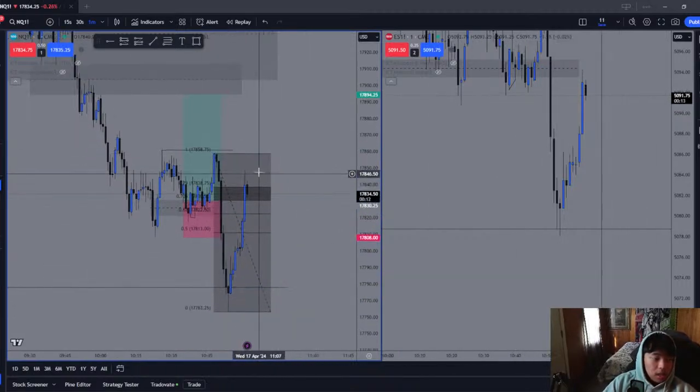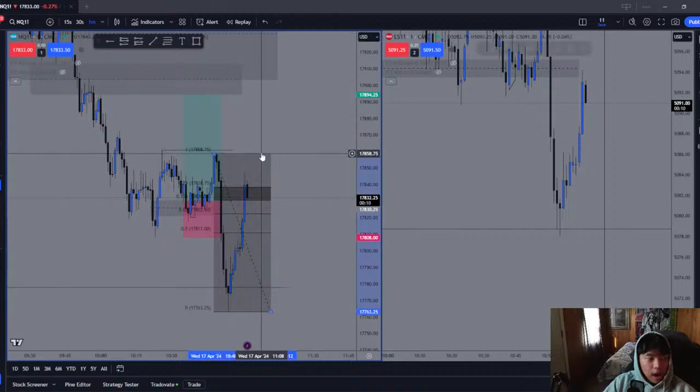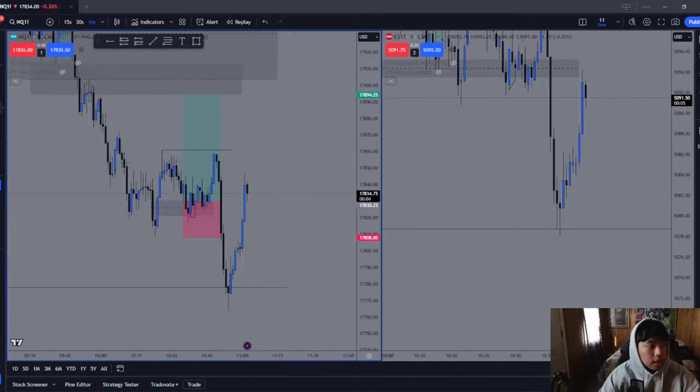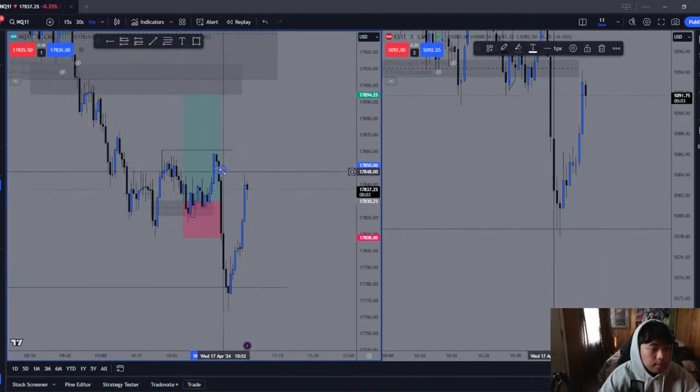we are tapping OTE, kind of respecting it right now. Like I said, I want to see a 1 minute break of structure to the downside first, and then I'll look to enter.